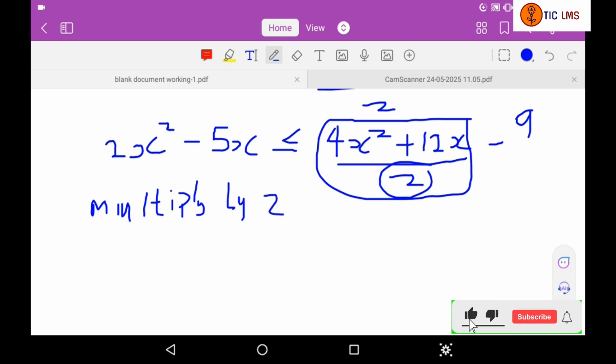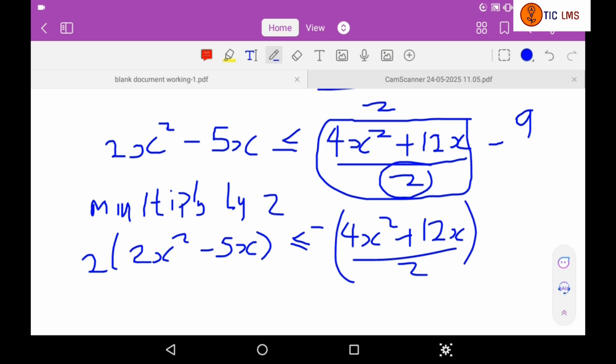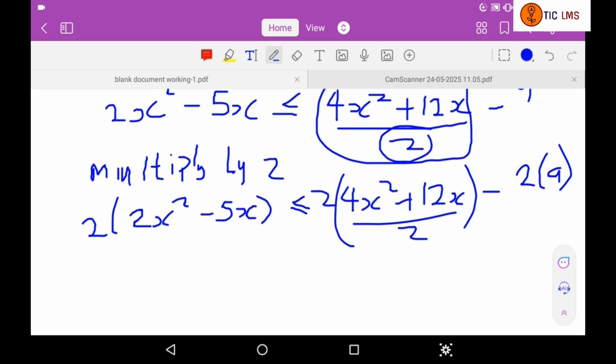So meaning you're going to do 2 multiplied by everything you have here. So take note that I put the 2 outside the brackets, okay? And then you're going to multiply everything on the right hand side also by 2. So I'm going to write this in this way. Okay, divided by 2, multiply this by 2, and then minus, you also multiply that 9 by 2. I hope you understand what I'm talking about here.